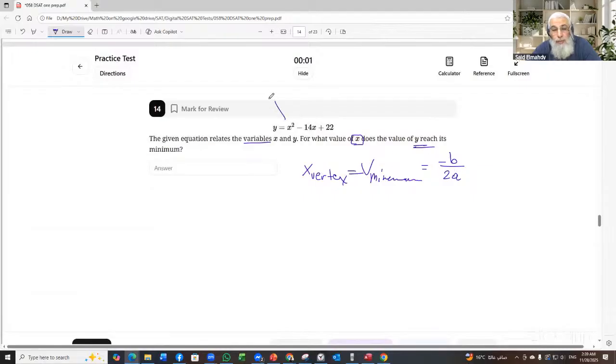What is a? A here is equal to 1, the coefficient of x squared. B here is equal to negative 14. And this is c. We don't need c. What we need is b. B is negative 14, so minus negative 14 divided by 2 times 1. This is 14 divided by 2, which is 7. So the answer is 7.